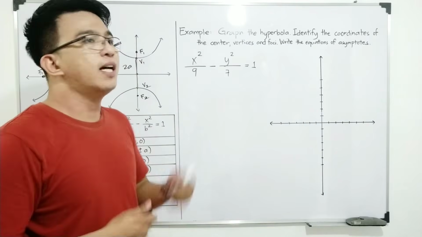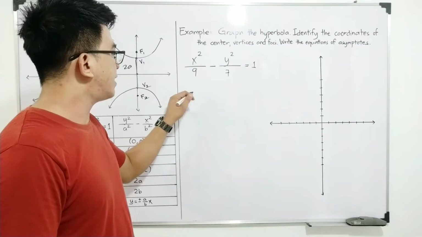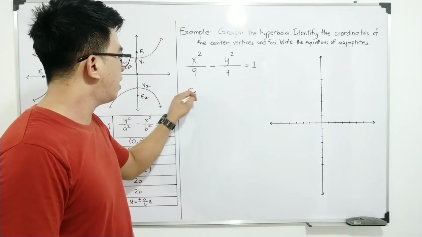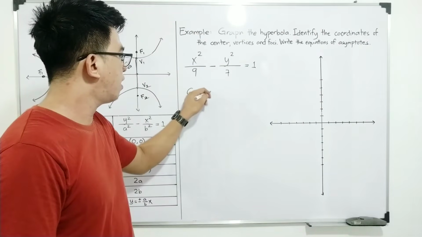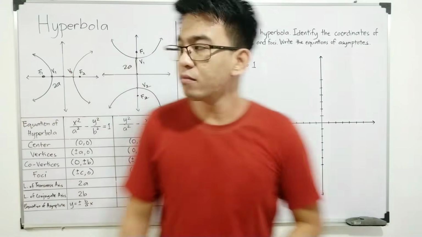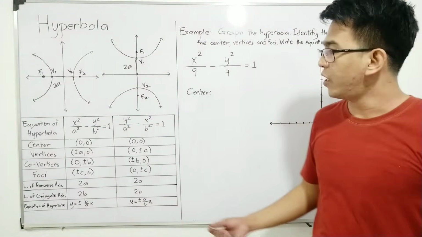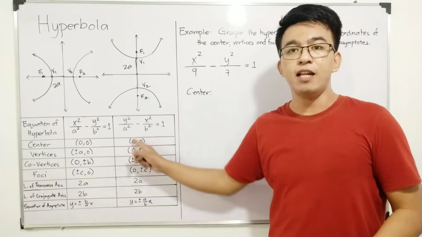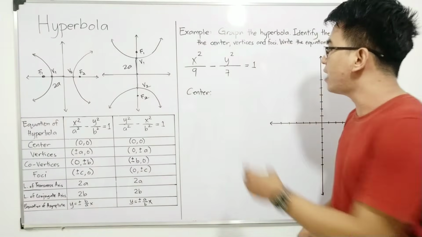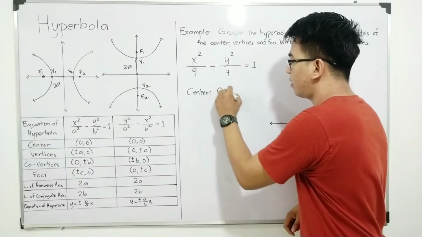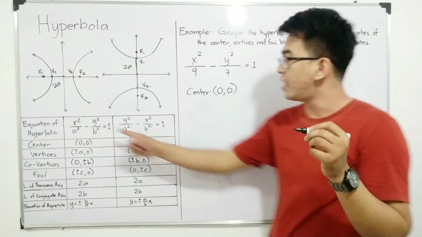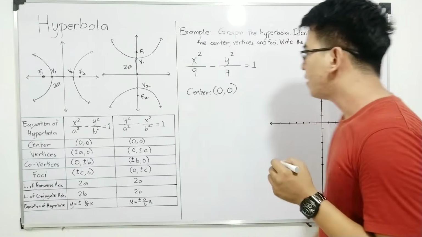First, ito muna sabihin ko sa inyo. You need to know the center. As for the center, syempre, as you can see, guys, yung ating equation, para sila ng formation dito. Ibig sabihin, the center is at the origin. Kapag walang ibang number na kasama sa numerators. Okay?